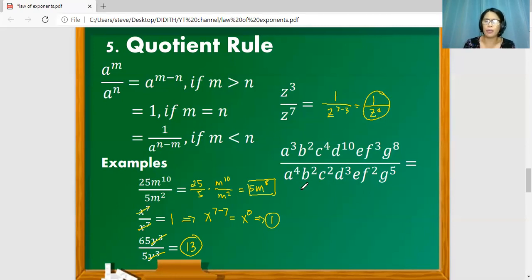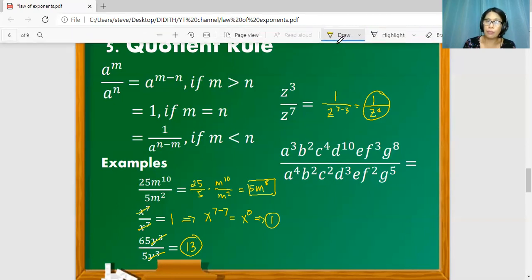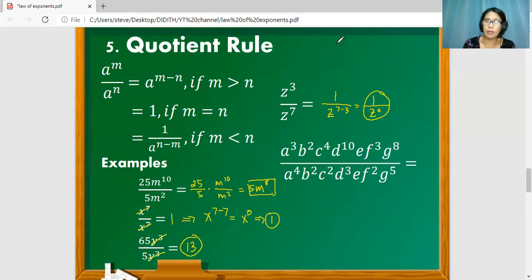Now, for the last example here, what we will do is just subtract the two exponents and place the difference. For example, 4 minus 3 is 1. Since 4 is greater than 1, we will cancel this 1 and cancel 4. So this would mean that the difference 1 is placed on the denominator.